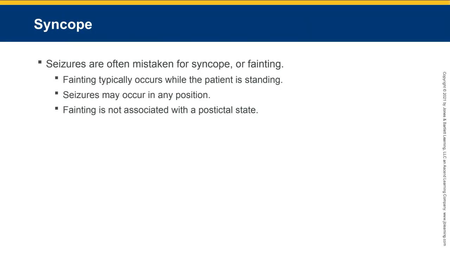Now, syncope. Seizures are often mistaken for syncope. Syncope is the medical term for fainting. Fainting typically occurs while the patient is standing. Seizures may occur in any position. Even though fainting typically occurs when a patient stands, a patient can faint while sitting. And if they faint while sitting, then something else might be happening. Fainting is not associated with a post-ictal state.